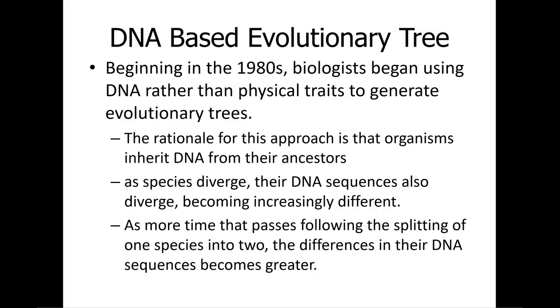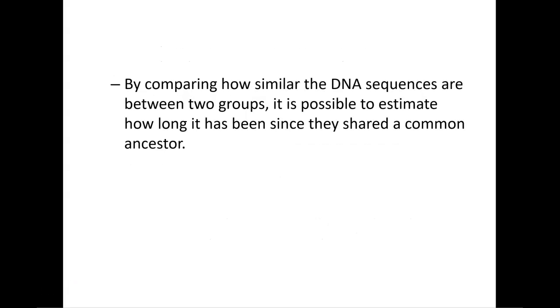Beginning in the 1980s, biologists began using DNA rather than physical traits to generate evolutionary trees. The rationale for this approach is that organisms inherit DNA from their ancestors, and as species diverge, their DNA sequences also will start to diverge, becoming increasingly different. As more time passes following the splitting of one species into 2, the differences in their DNA sequences will become greater. By comparing how similar the DNA sequences are between 2 groups, it's possible to estimate how long it's been since they shared a common ancestor.